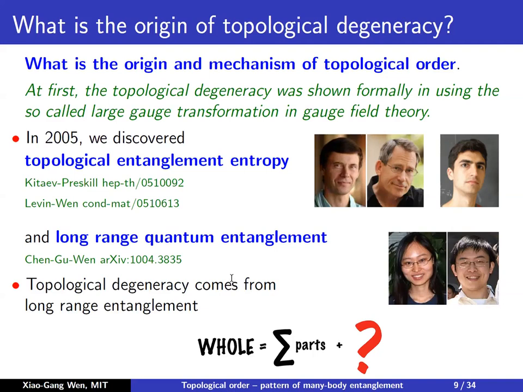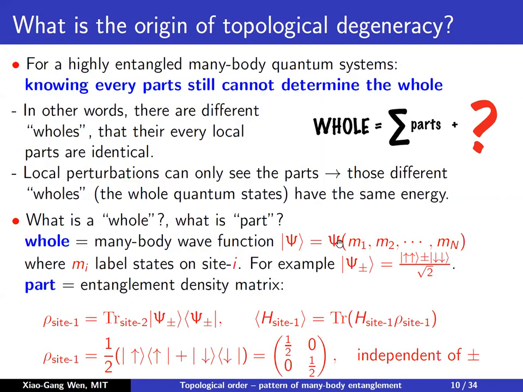You may ask why entanglement and degeneracy are related. Because entanglement has this very interesting feature: the whole is not equal to the sum of all parts. Usually we say if you know every part of the system, we should know the whole. But this is no longer true for an entangled system. Even if you know every part of the system, you still do not know the whole. That's how we understand entanglement.